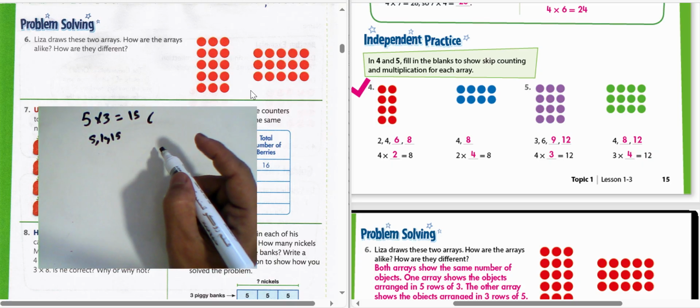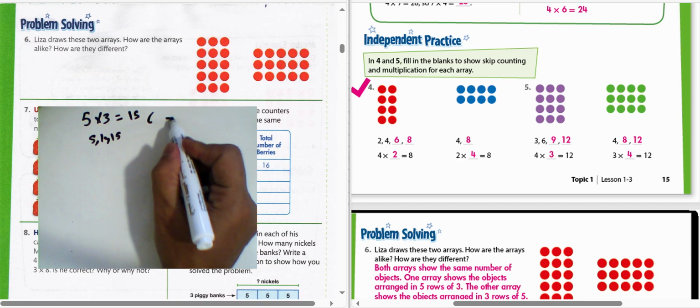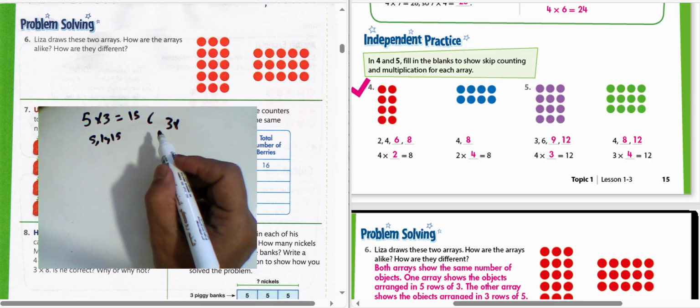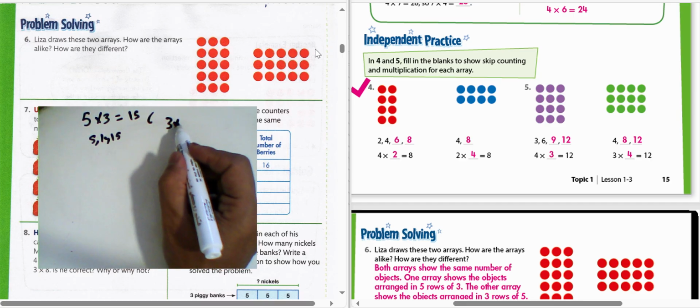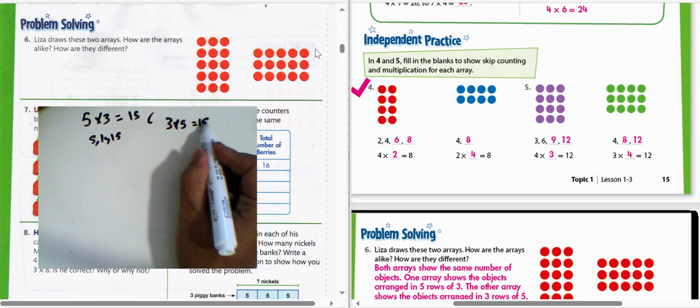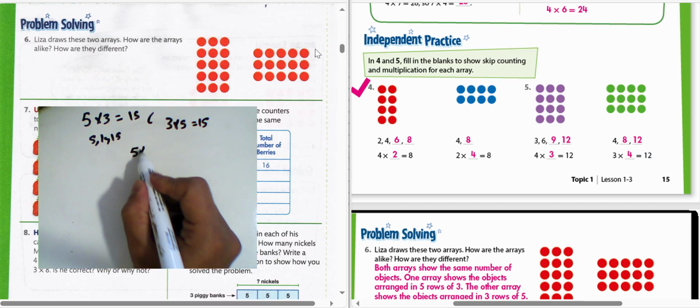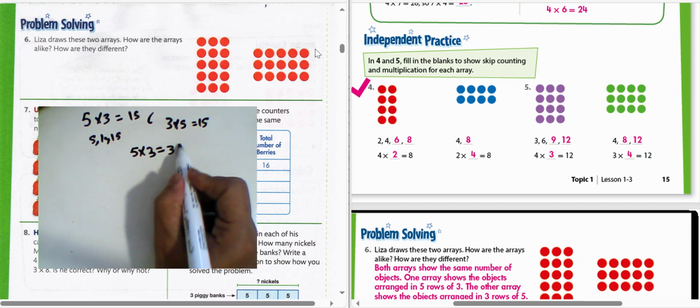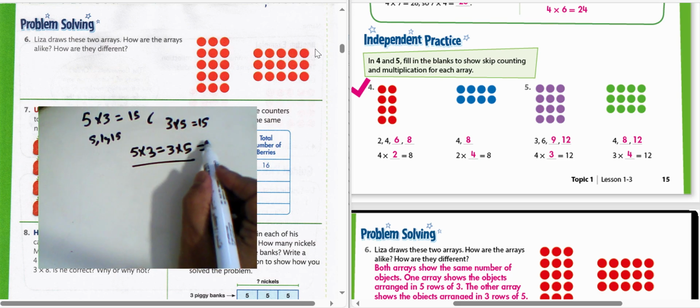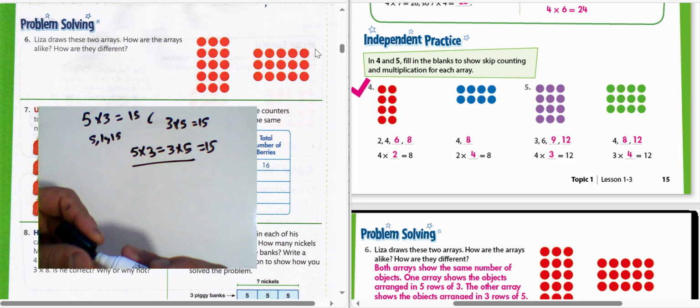And next here we have 1, 2, 3 rows, and each row contains 1, 2, 3, 4, 5. 3 times 5 equals 15. Then they are equivalent. 5 multiplied by 3 equals 3 multiplied by 5. The result will be 15. We call it the commutative property.